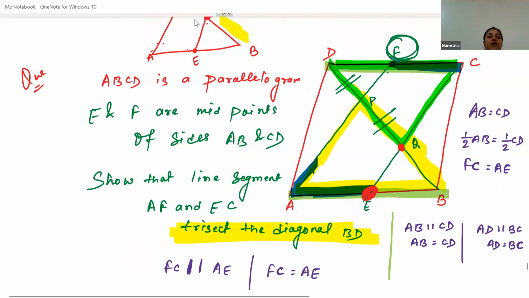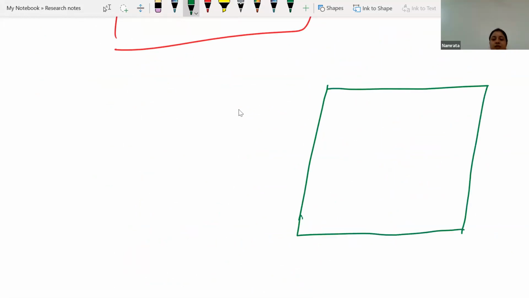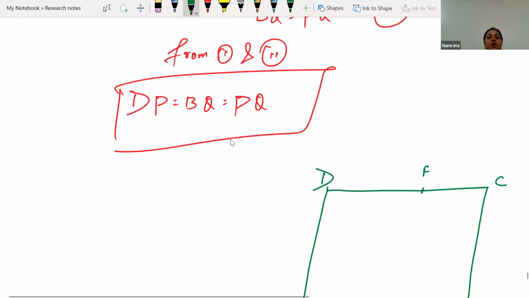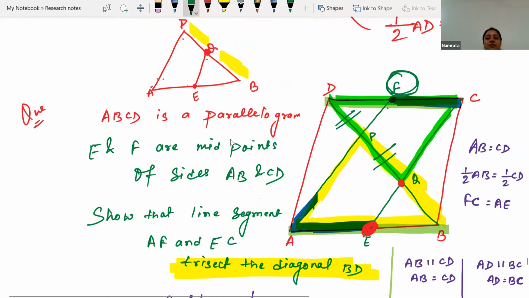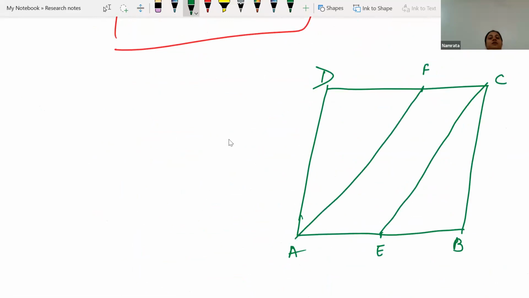We were having a parallelogram, not a quadrilateral. ABCD is a parallelogram where E is the midpoint of AB and F is the midpoint of CD. What we wanted to prove? This was the figure which was already given in the question itself.